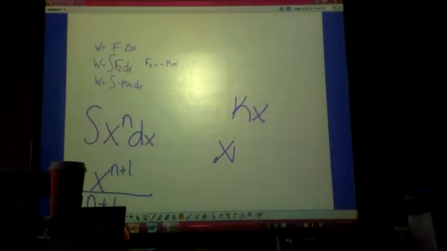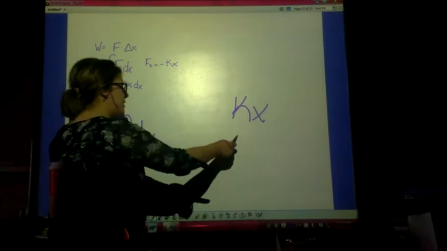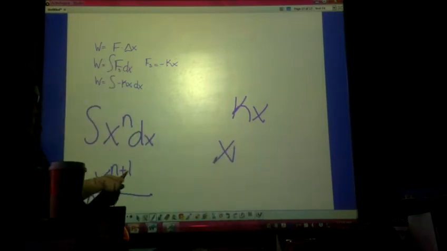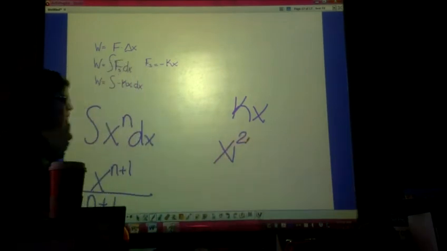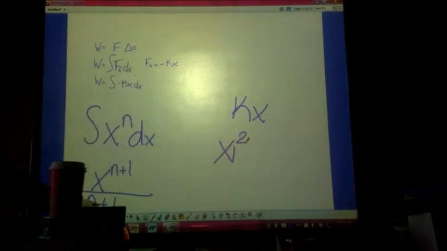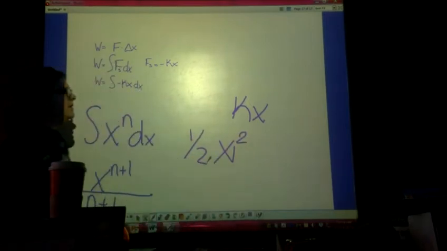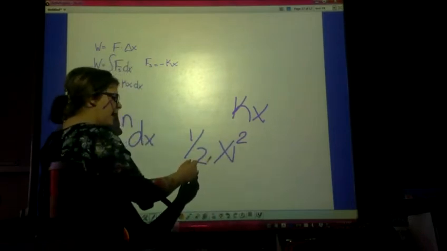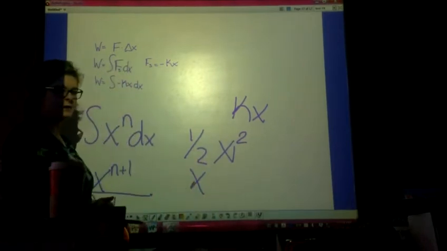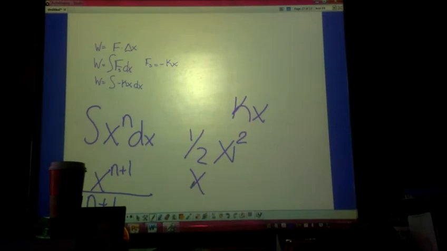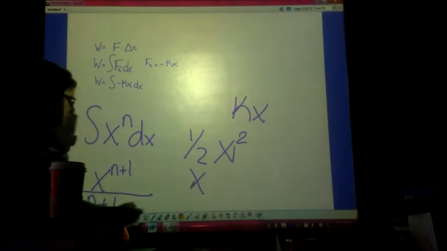If I integrate x, I'm going to follow this. X to the n plus 1. Well, its exponent is 1, so 1 plus 1 is going to give me x squared, but then that's going to be over n plus 1. So really this is 1/2 x squared. And then if I took the derivative of that, then it would be 2 times that 1/2, which would then just leave me with x. So an integral is really just the opposite of a derivative, okay?